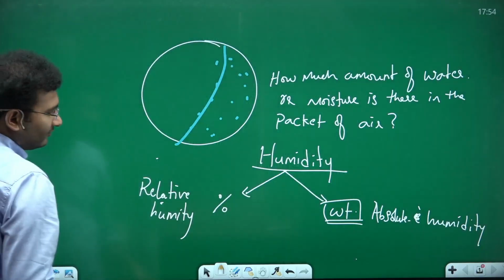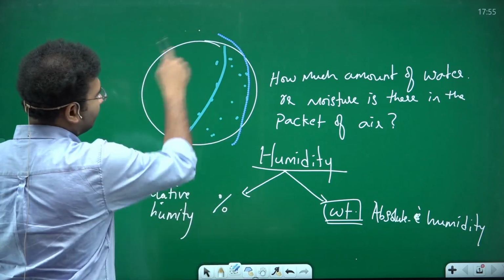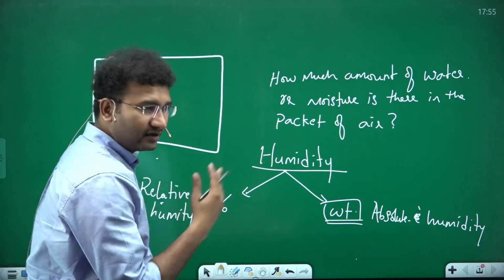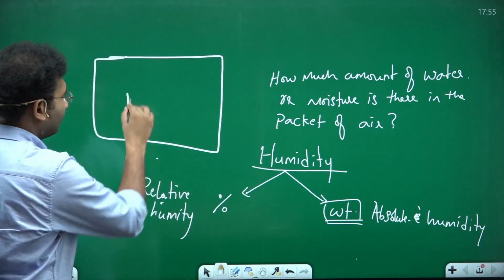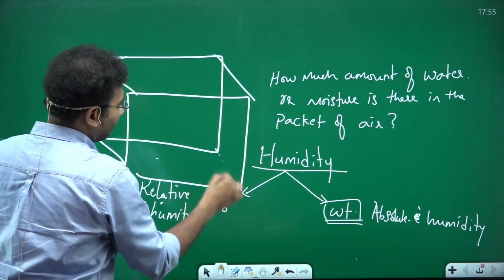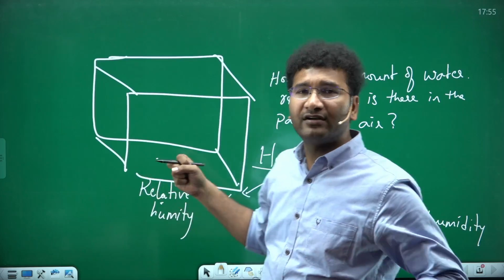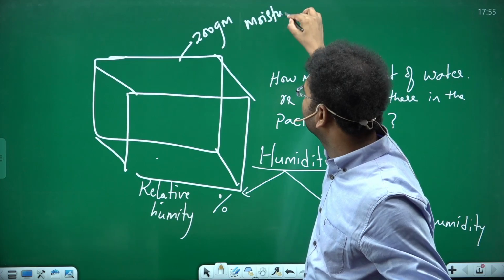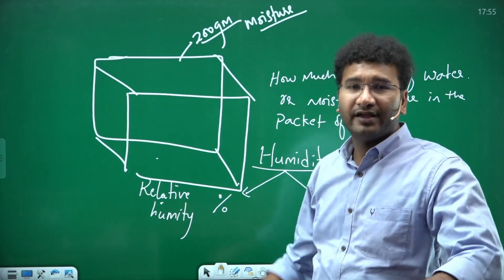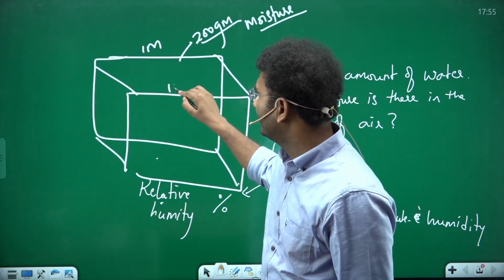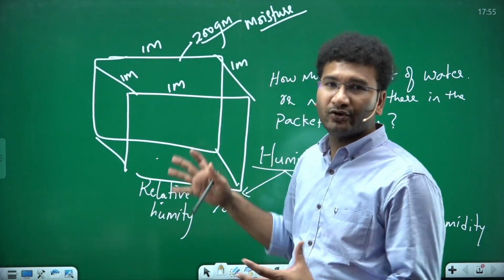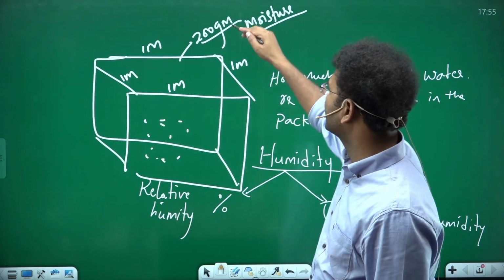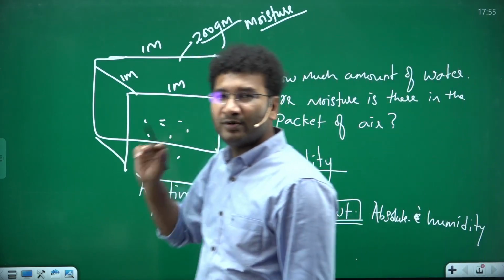Now, let's say that this is your packet of air, maybe let's call this a cube. It might have a weight of, let's say, 200 grams of moisture in it. In 1 meter cube, how many grams of moisture is there? If I say 200 grams of moisture is there, then the absolute humidity is 200 grams per meter cube.